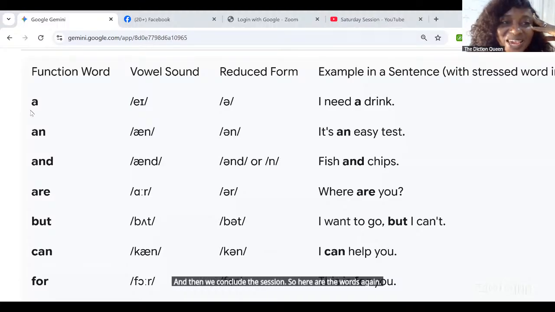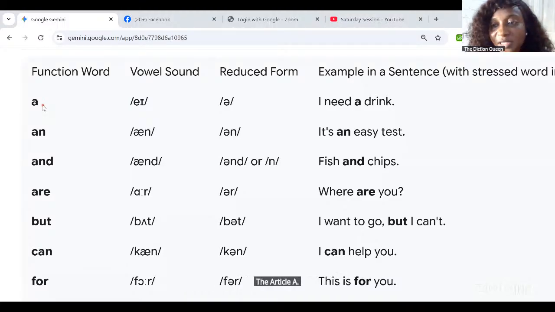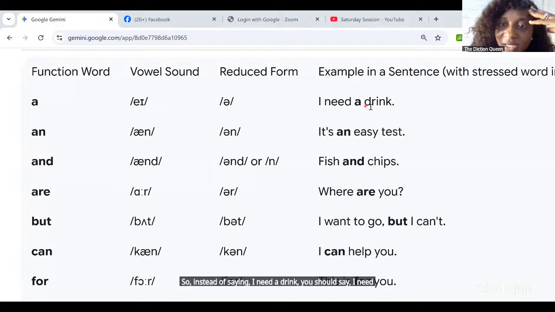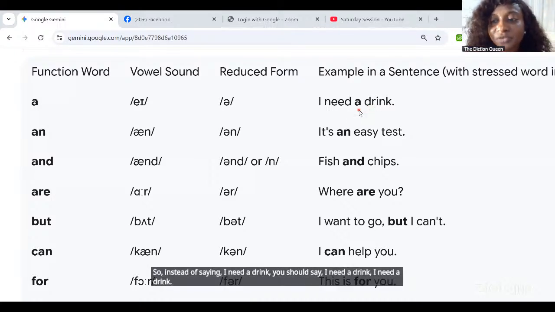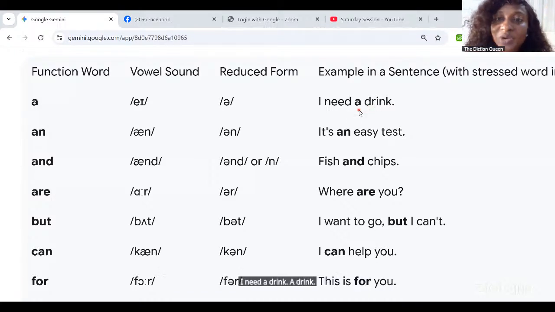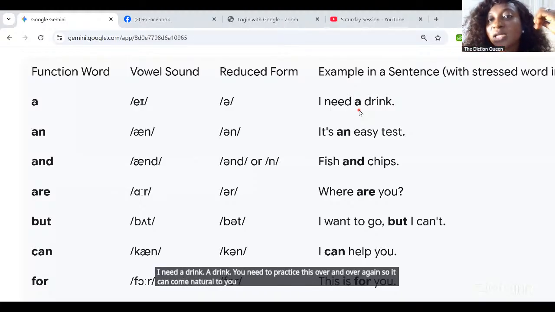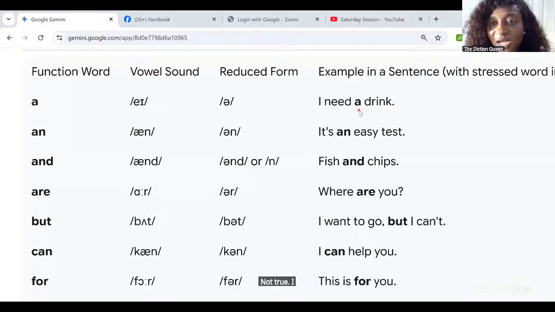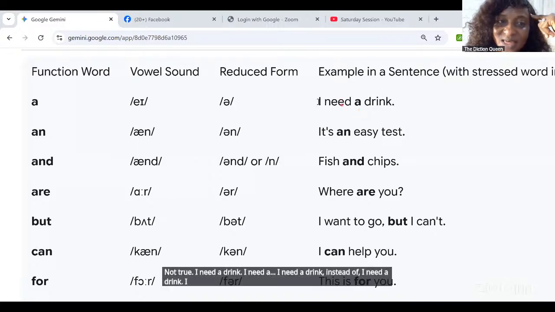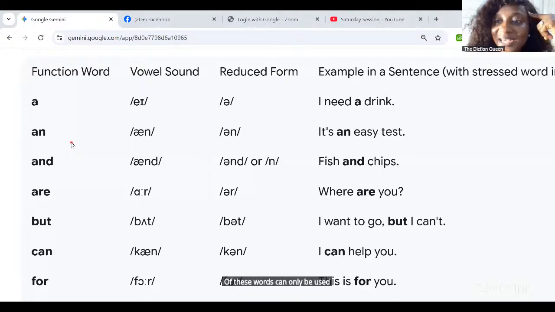The article A. If you reduce it, it becomes uh. So instead of saying, I need a drink, you should say, I need a drink. I need a drink. You need to practice this over and over again so it can come natural to you. It can sound natural. I need a drink, instead of I need a drink. I emphasized yesterday that the strong forms of these words can only be used when you're emphasizing.